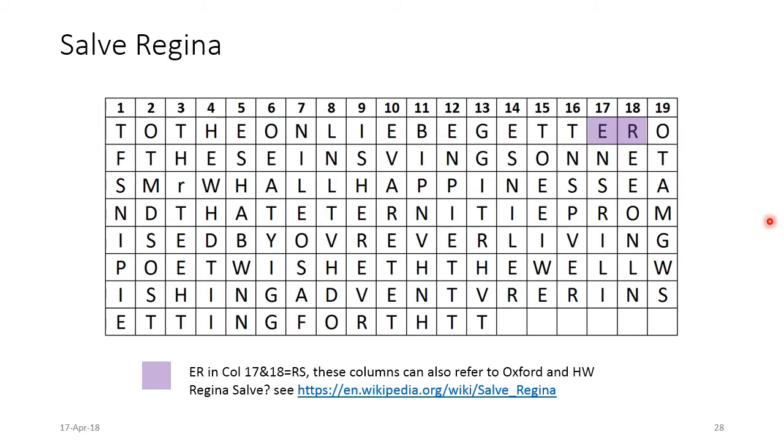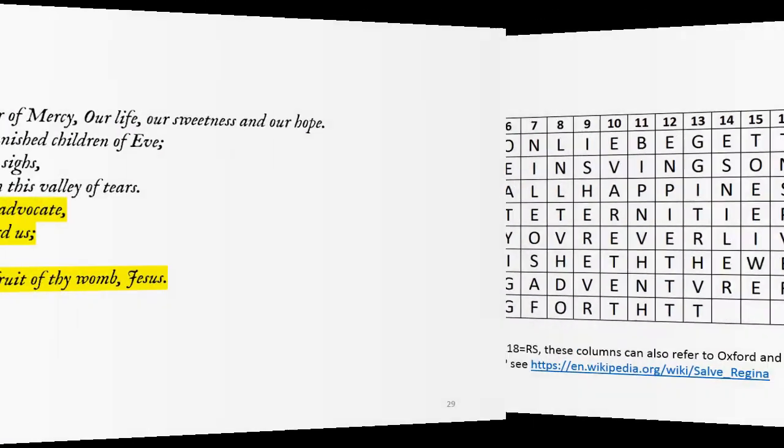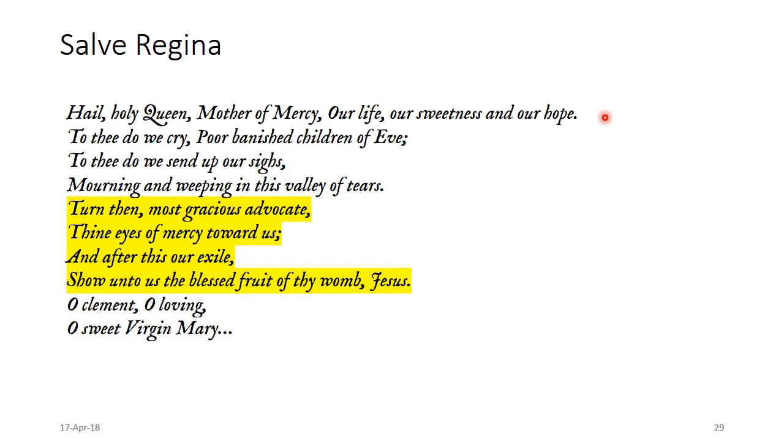I typed in Regina S, and up came Salve Regina, which is a Roman Catholic hymn sung in the Catholic Church. It's medieval, it's in Latin, and translated it reads, Hail, Holy Queen, Mother of Mercy, our life, our sweetness, and our hope, and continues on, Turn then, most gracious Advocate, thine eyes of mercy toward us, and after this our exile, show unto us the blessed fruit of thy womb, Jesus. A heartfelt plea to a virgin queen to reveal the fruit of her womb.